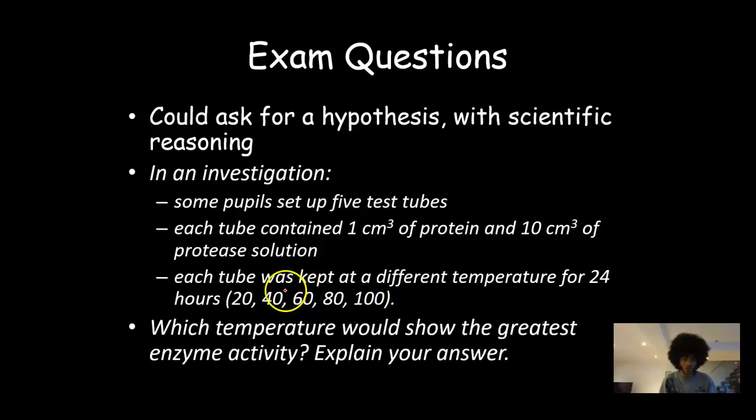And you hopefully will know that the temperature that works best out of these 5 is 40. Okay, so you'd say 40, and then the reason for that is because this is a temperature at which enzymes work best, or the optimum temperature. And the best word for the temperature or the pH in which they work best is optimum. So it's optimum temperature, optimum pH.